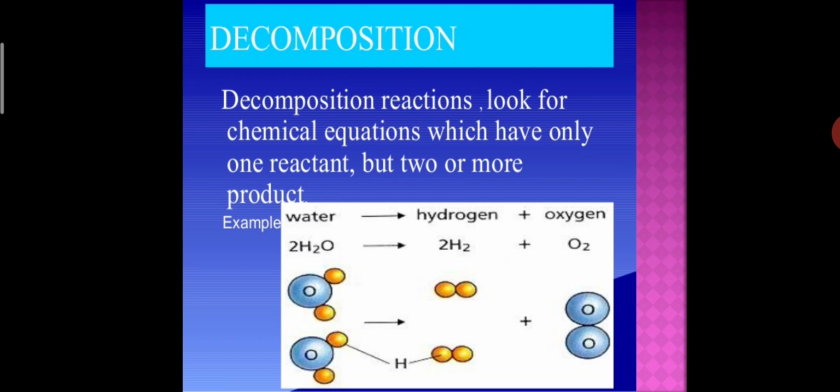The molecule of water is splitting into hydrogen and oxygen. This splitting is called a decomposition reaction. So a decomposition reaction is one in which a compound breaks up into two or more substances. AB splits into A plus B, and that is called a decomposition reaction.